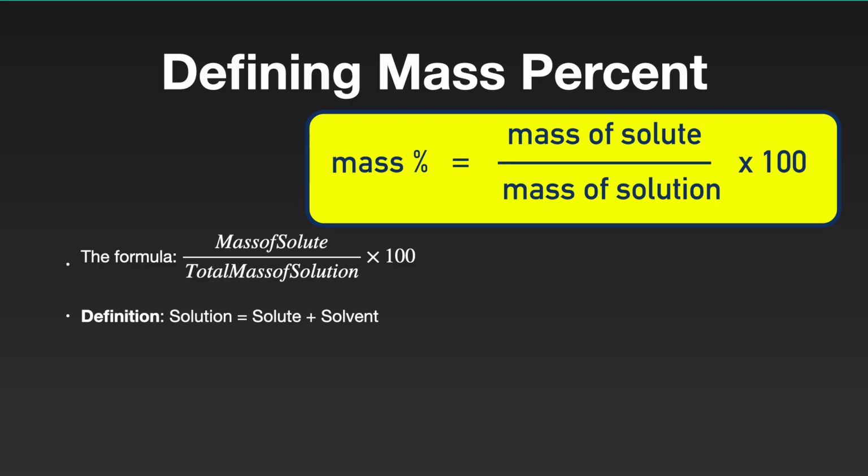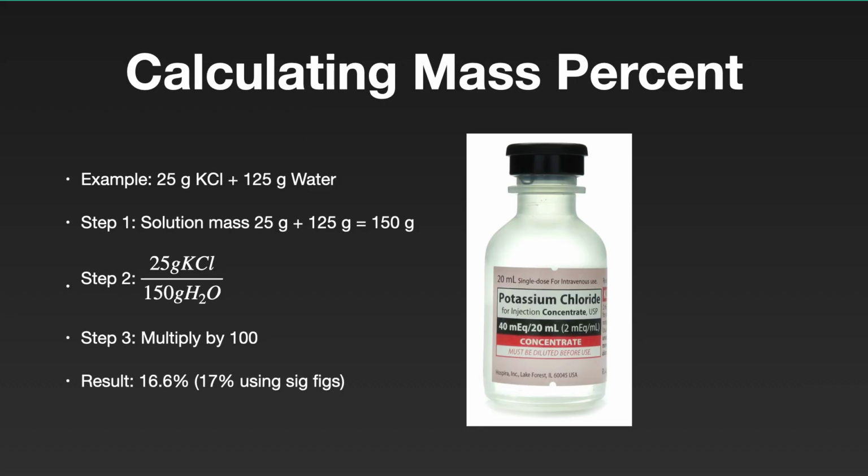The biggest mistake students make is forgetting that the denominator must include the mass of both the solute and the solvent. Let's look at a typical problem. If I give you 25 grams of potassium chloride and 125 grams of water, the key is that the denominator is 150 grams, not 125. When you divide the 25 grams of solute by that total 150 gram solution and multiply by 100, you get 17%. Always double-check whether the problem gives you grams of water or grams of solution.